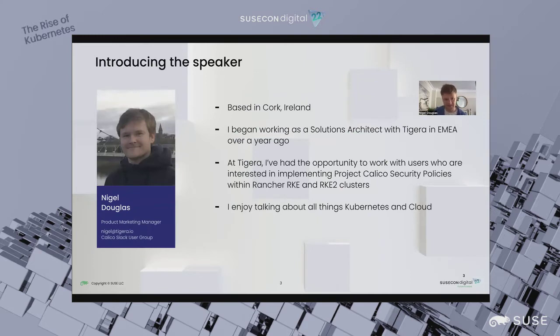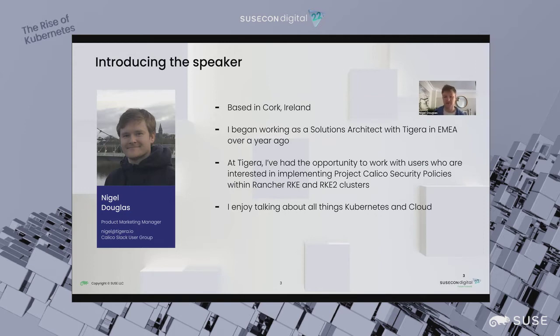So, my name is Nigel. I'm based out of Ireland. I work as a solutions architect at Tigera. That means that customers or users of Rancher, Azure Cloud, Google Cloud, AWS, no matter where they are, probably Calico is running in their environment, or it's at least been tested at some point. And my job is really showing them value within those solutions.